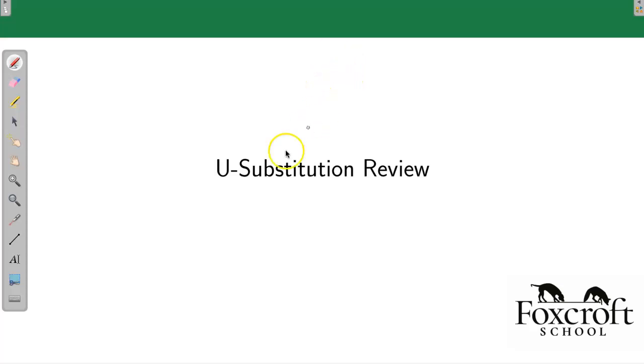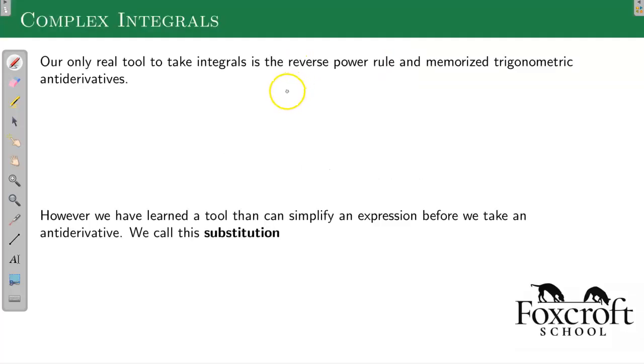In this video, we're going to review u-substitution to help us find antiderivatives and integrals. Our only real tools for taking integrals are the reverse power rule and memorized trigonometric antiderivatives. But if we're trying to take the antiderivative of more complicated things, we're going to have to do substitution.